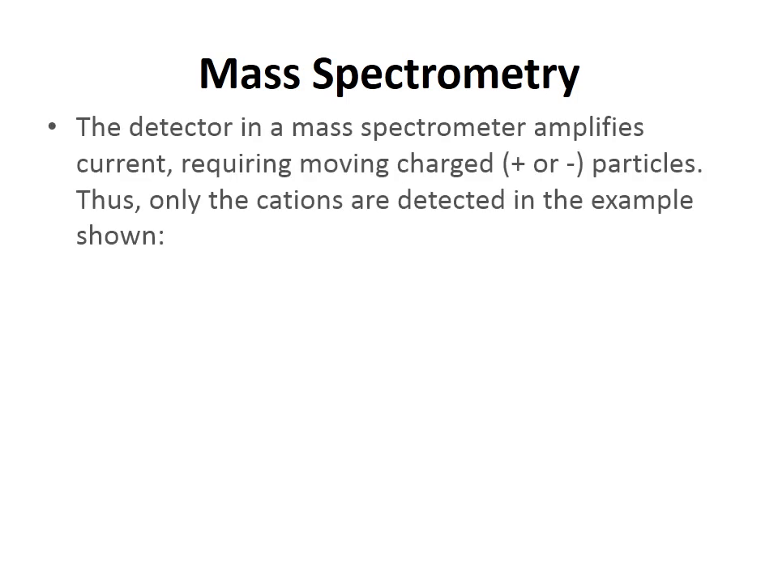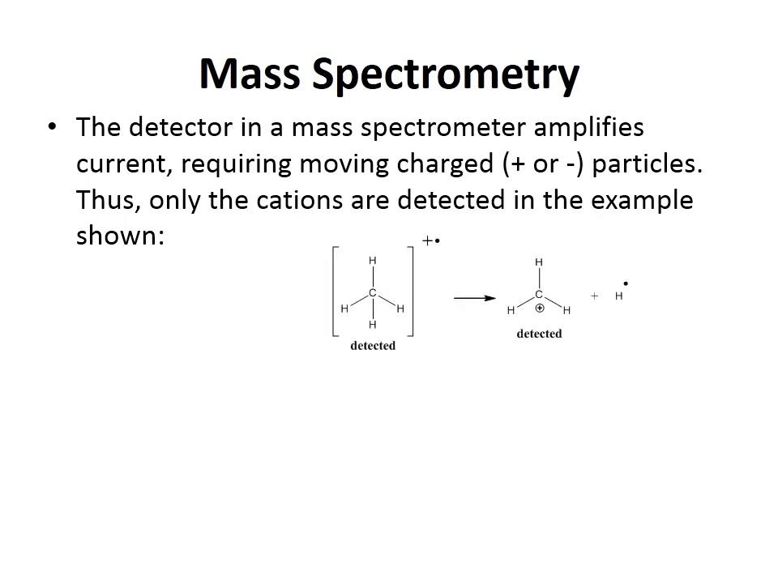The detector in a mass spectrometer amplifies current. Now, current requires moving charged particles. These can either be cations with a plus charge or anions with a negative charge. Thus, only the cations are detected. In the example shown, the methane molecular ion, which can be detected because it has a plus charge, breaks up into the CH3+ cation, that can be detected, and the hydrogen atom cannot be detected. Alternatively, the methyl radical cannot be detected, but the proton can be detected.